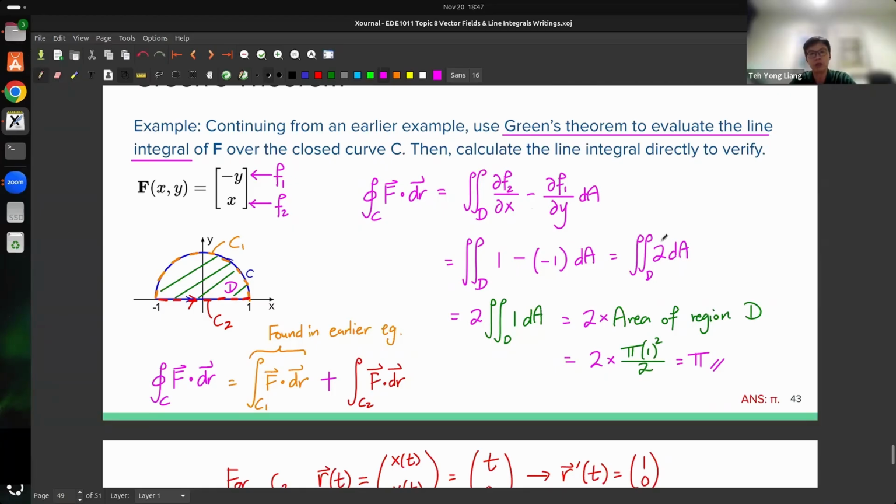Okay, it turns out to be a constant. So therefore, it is very easy to find the line integral using Green's theorem in this example.